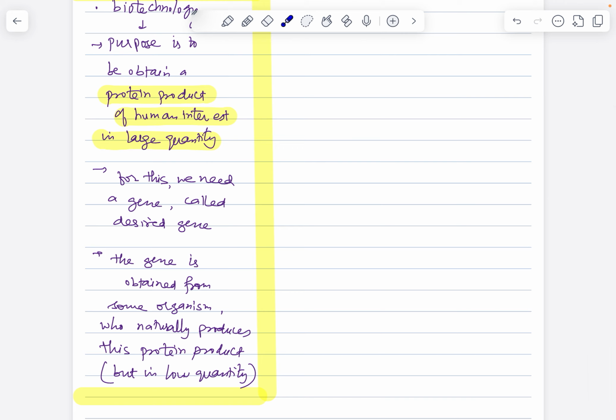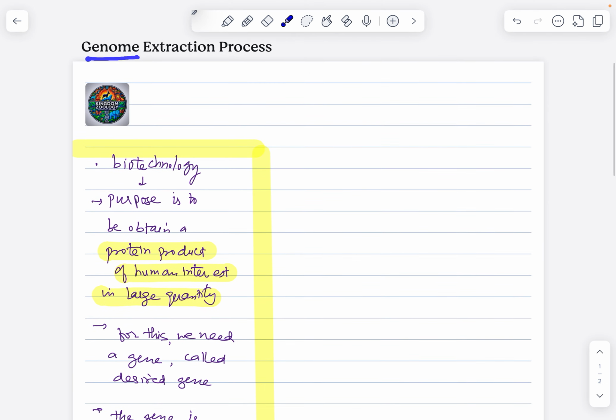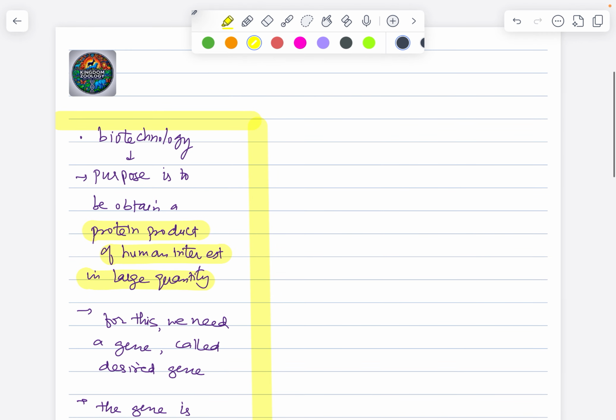What our aim today is to obtain a gene, but as I told you, obtaining a gene alone is not possible. That is why we have to get an entire genome first. So, genome extraction process. Let me take you forward now.